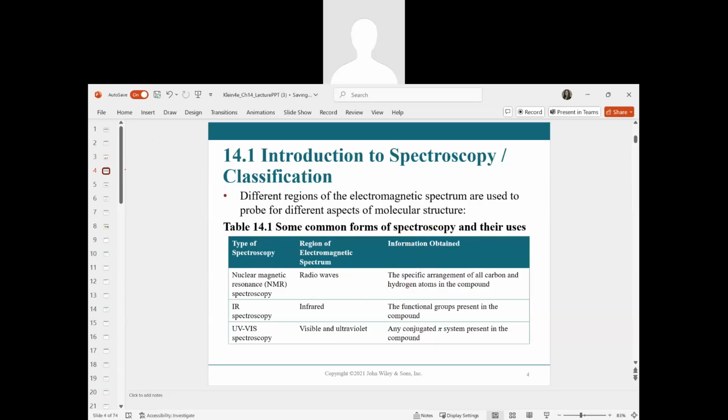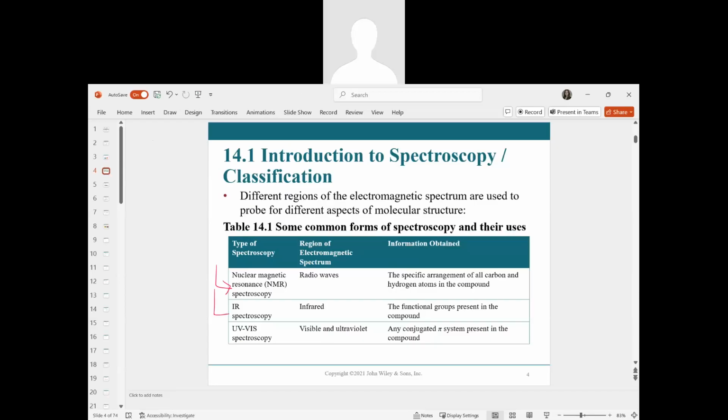So there are many types of spectroscopy, some of which we will review in this semester. So we have NMR, abbreviated here, nuclear magnetic resonance spectroscopy. This utilizes radio wave frequencies, so the radio wave region of the electromagnetic spectrum, and this can tell us whether you're doing proton NMR or carbon NMR. It can tell you the specific arrangement of carbon and hydrogen atoms in a compound.